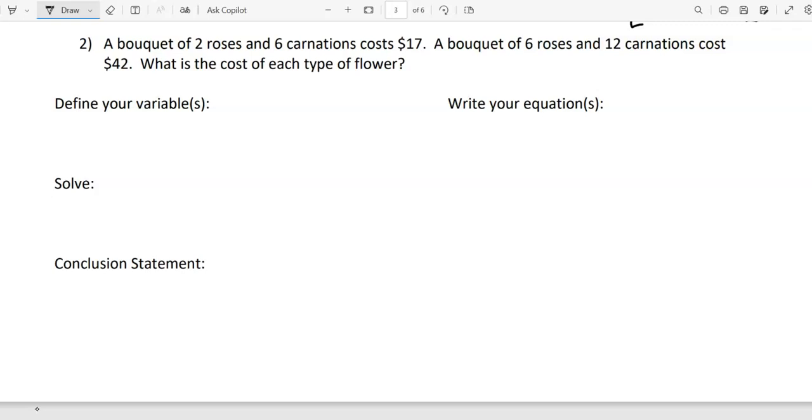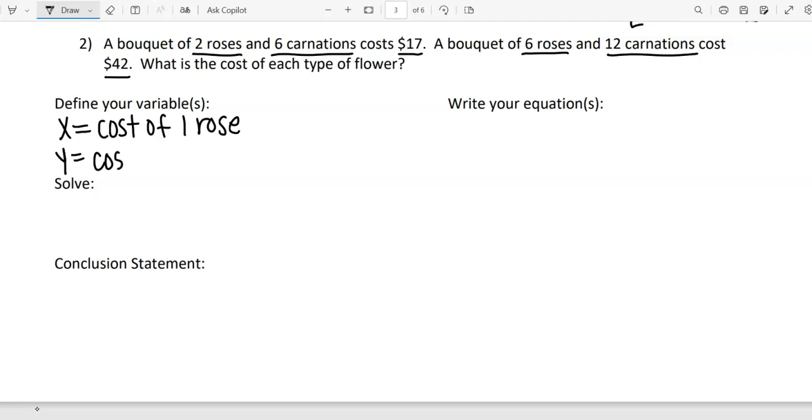Number 2, a bouquet of 2 roses. That's important. And 6 carnations. That's important. Cost $17. That's important. A bouquet of 6 roses and 12 carnations costs $42. The question is asking what is the cost of each type of flower. The question will usually tell you what your variables have to be. What's x going to be equal to? What about a rose? Cost of how many roses? 1 rose. So cost of 1 rose. What's y equal to? Cost of 1 carnation.